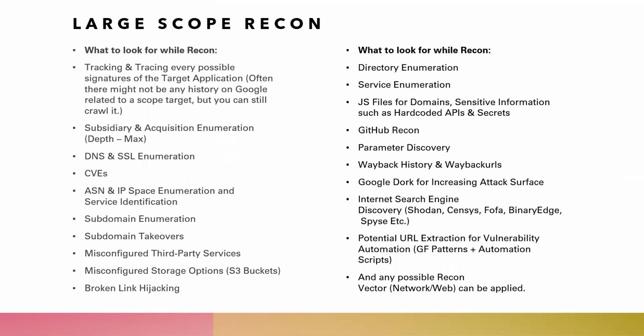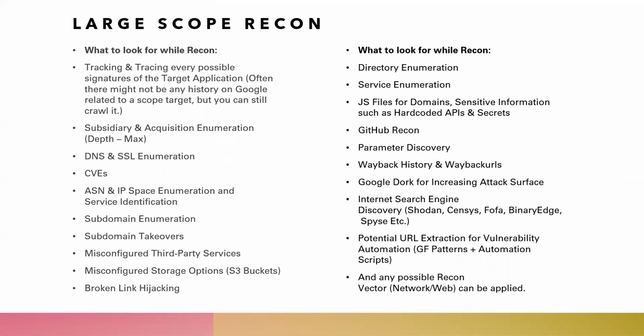Perform enumeration on subsidiaries and acquisitions. So go to the maximum depth. Say you are performing subsidiary enumeration on a target. The target might have a subsidiary called target1.com, which again might have a subsidiary called target2.com. So now you have to again go through target2.com. Everything in target2.com and target1.com will also be in scope.